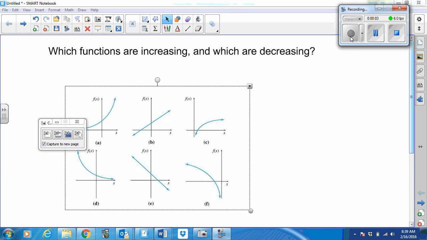Today we're going to be doing the first part of section 5.1, and we're going to be talking about increasing and decreasing functions and how the derivative relates to that.